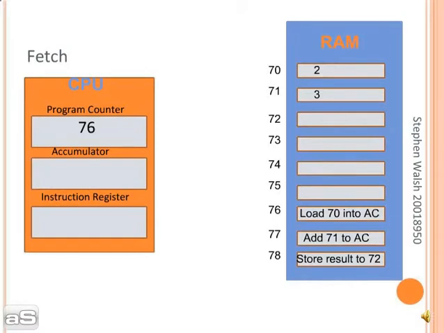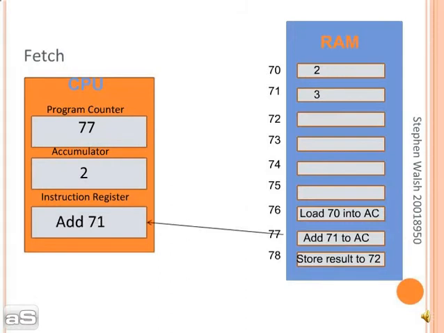As we continue, the program counter is set to 76. Operation 76 in RAM says load 70 into the AC. The instruction of 76, which says to load 70 into the accumulator, is put into the instruction register. Then 70 is put into the accumulator, or the AC. The program counter is set to 77.